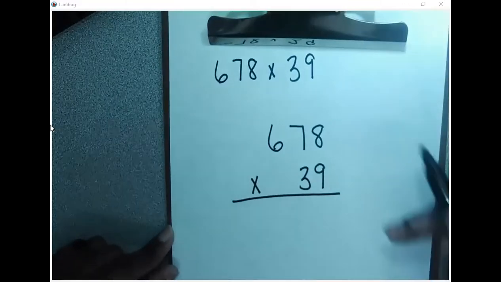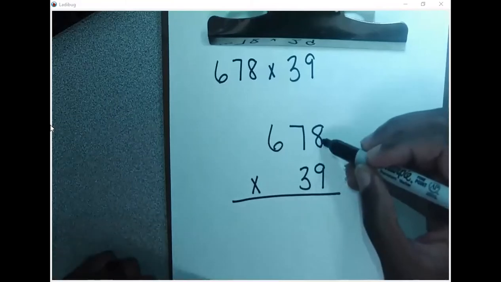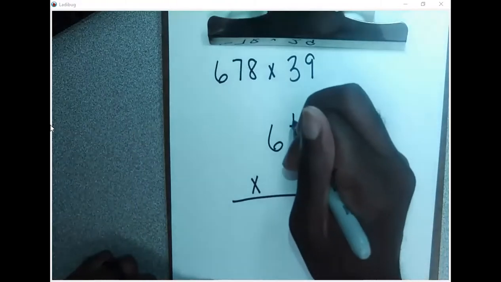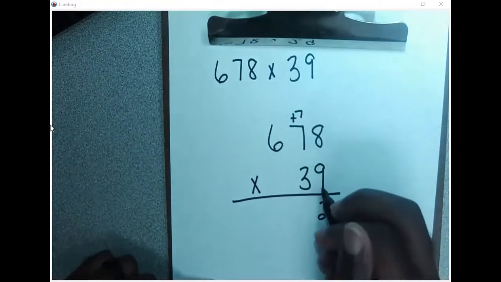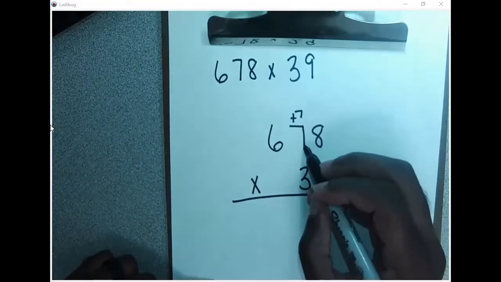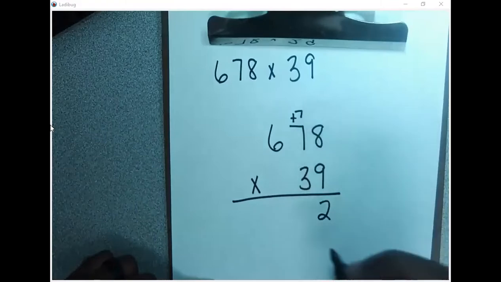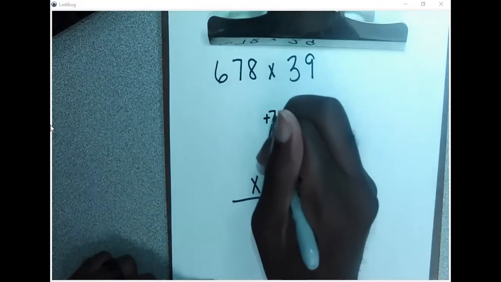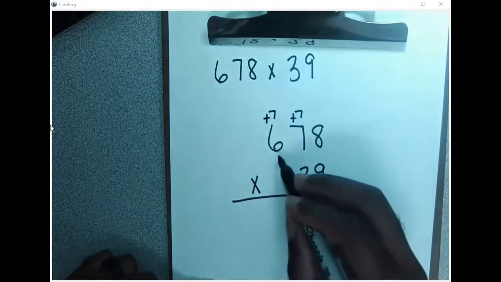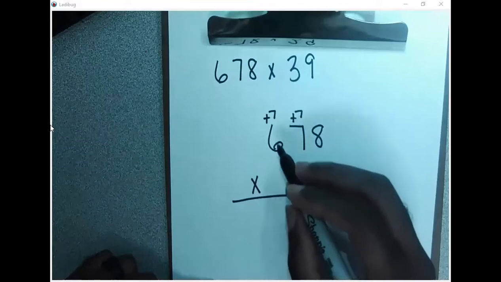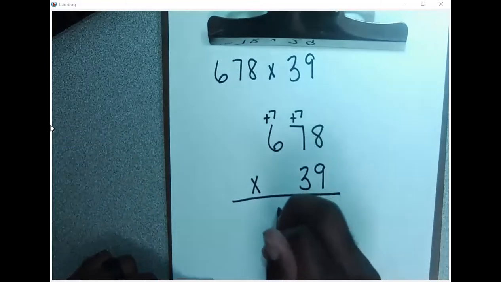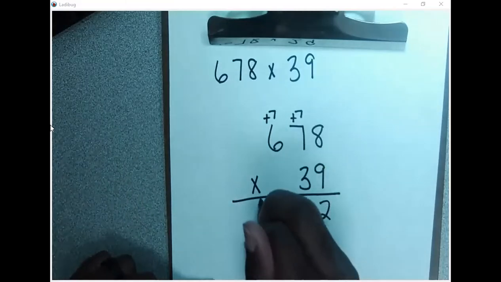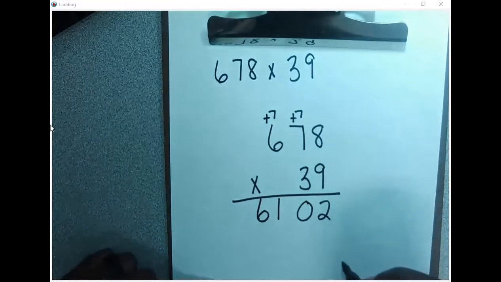Now I can begin. 9 times 8 is 72. So I'll put my 2 here. I carry my 7 over. 9 times 7 is 63, plus 7 gives me 70. So my 0 goes here. Once again, I carry my 7 over. And then 9 times 3 is 27, and 27 plus 7 is 34.